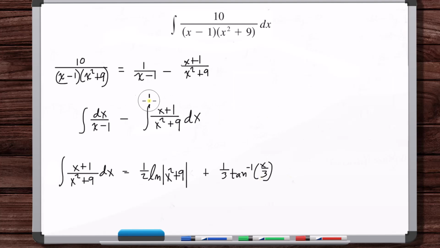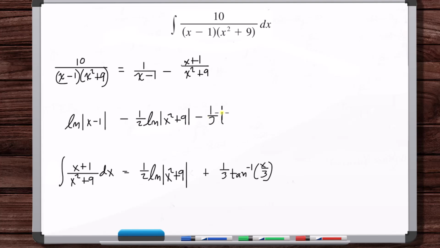And there we go. So this here is natural log of the absolute value of x minus 1. Okay, minus, and then so we'll have the minus 1/2 natural log, and then minus 1/3 plus c. And that's it. That is the integral.